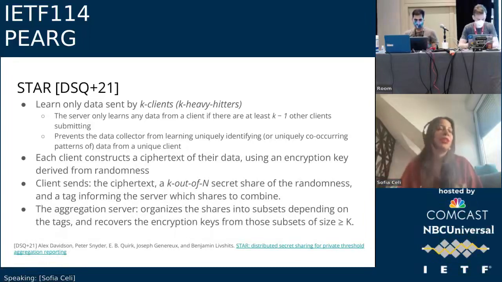How does it work? Mainly, a client constructs a ciphertext of their data using an encryption key derived from some randomness. This randomness is usually taken from a randomness server that uses an OPRF functionality. Then the client sends the ciphertext to the servers, and also a K-out-of-n secret share of the randomness, and tags these shares with a specific tag, so the server will know which ones to combine. And at the end, the aggregation server organizes the shares into subsets, depending on the tags that were submitted by the client, and recovers the encryption keys from those subsets of size bigger than or equal to K.